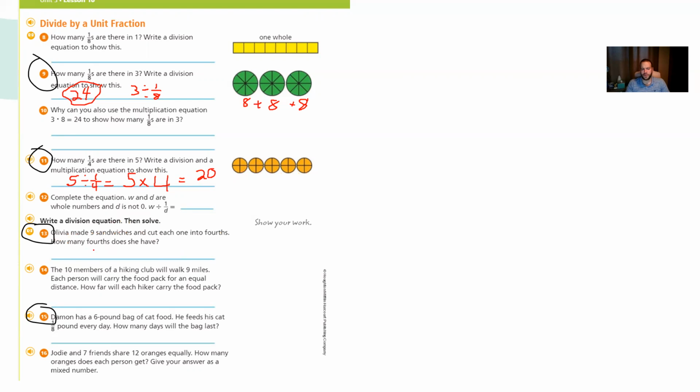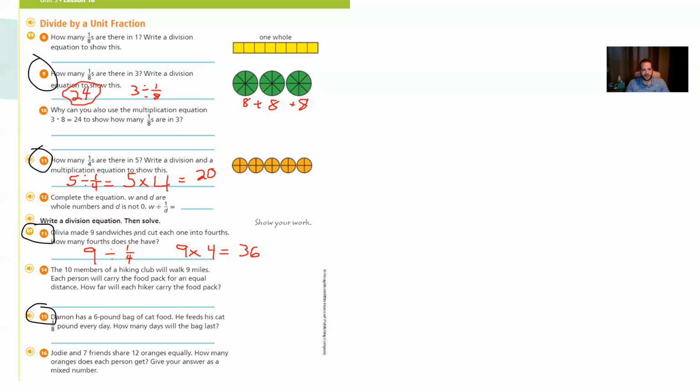Well, she's starting with sandwiches, so that's our first number that we write down. And she's dividing them into as many fourths as possible. Okay, so 9 divided into fourths. And to find this answer, we keep, we change, and we flip. And 1/4 flipped is 4/1, which is just 4. So 9 times 4 is 36.